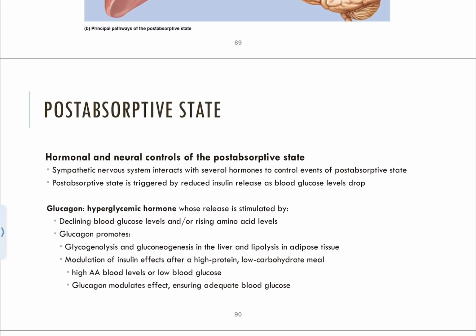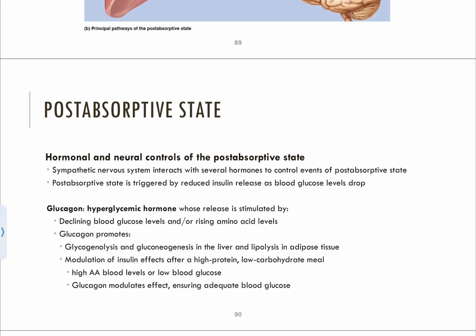So hormonal control in the post-absorptive state, we do have several hormones along with the sympathetic nervous system that help control these events. The post-absorptive state is going to be triggered by a reduction in insulin release as our blood glucose levels drop. So we have glucagon. If we have low blood glucose levels, this is going to stimulate the alpha cells of our pancreatic islets to release the insulin antagonist, which is called glucagon.